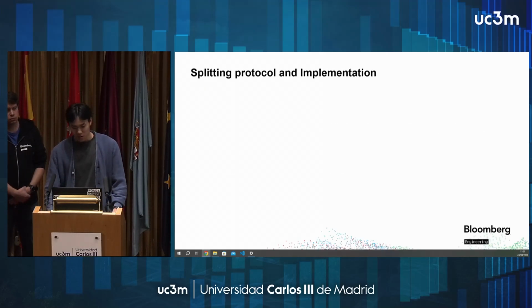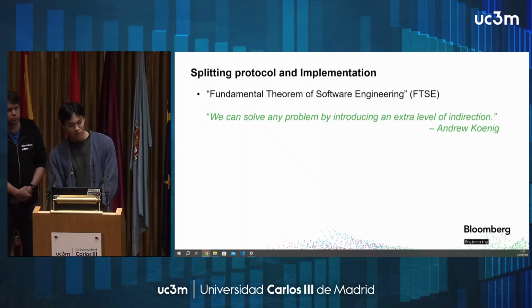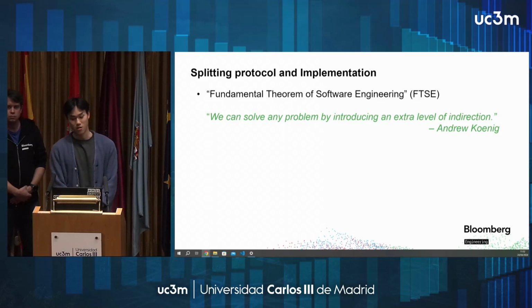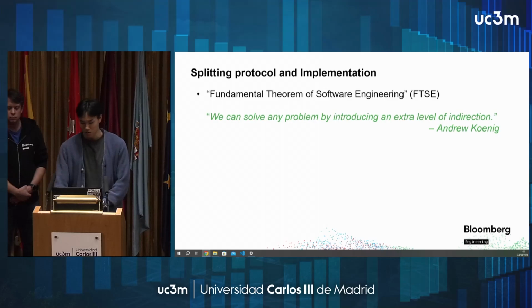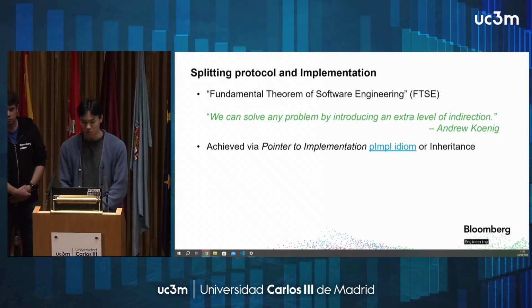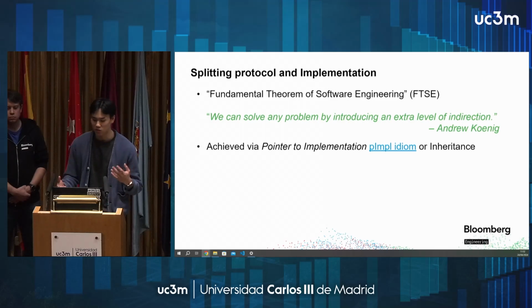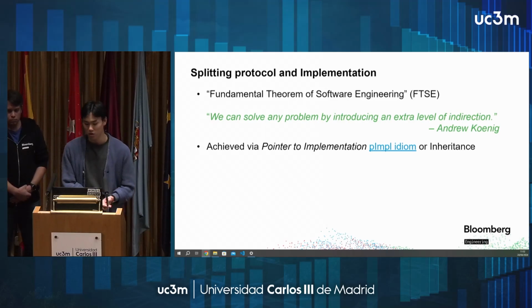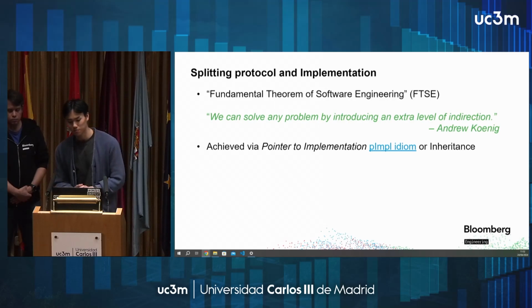The next strategy we'll be talking about is splitting protocol and implementation. Another quote, the fundamental theorem of software engineering: we can solve any problem by introducing an extra level of indirection. That's Andrew Koenig, and that's exactly what we're trying to do here. It's often referred to as the impl idiom. It's a design technique that involves separating the interface or protocol of a class from its implementation details. This can be done either through a pointer or through inheritance.